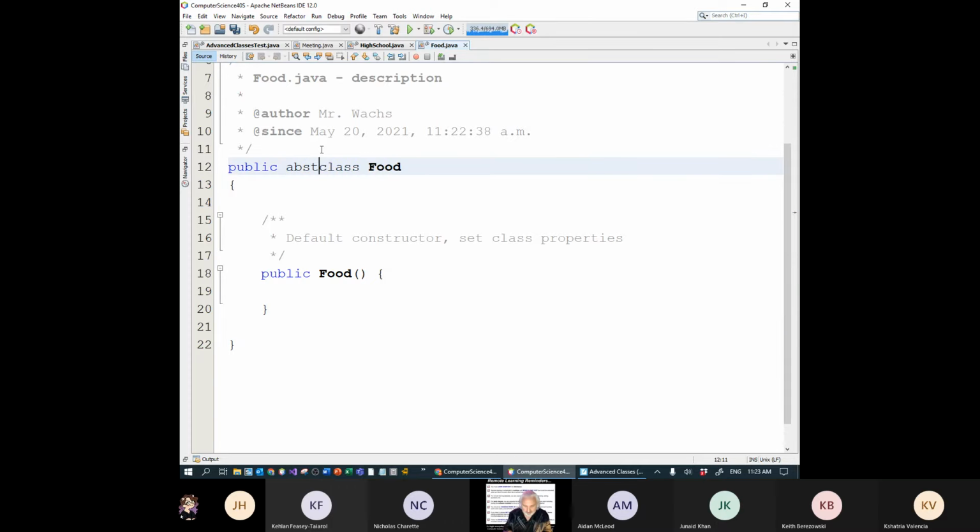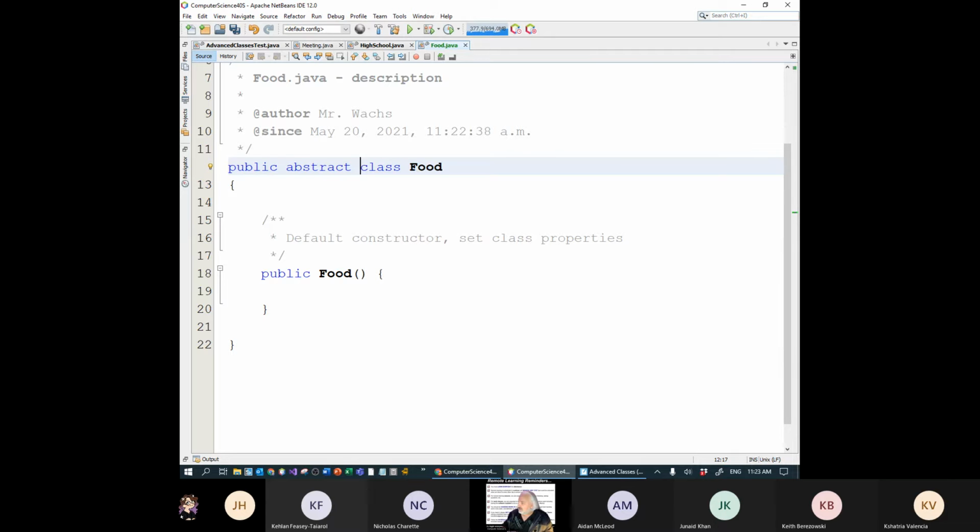But I want you to add the keyword abstract to this class, okay? So food is also an abstract class. We're going to incorporate it into our diagram in a minute. But this is an important thing: what is this idea of an abstract class? Well, it can't be instantiated.